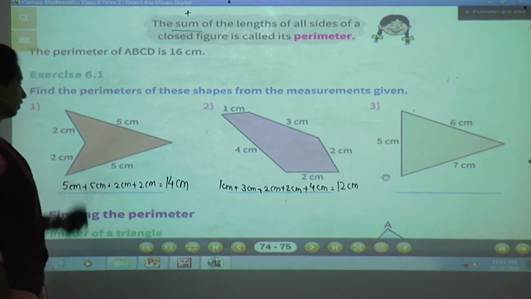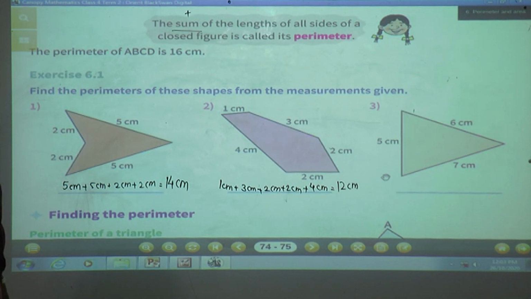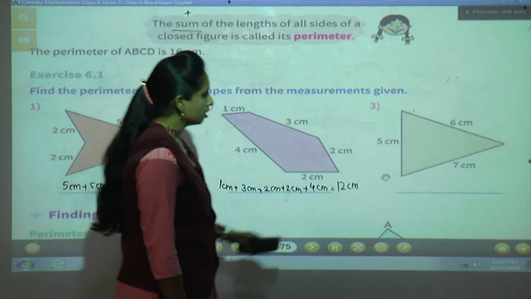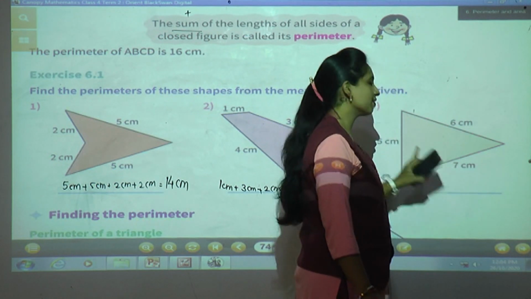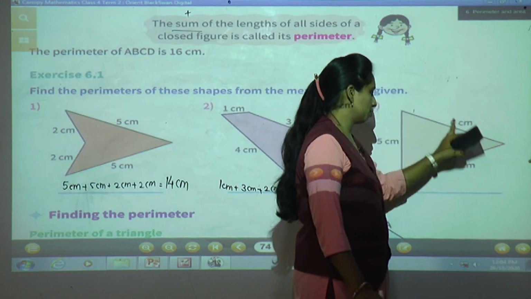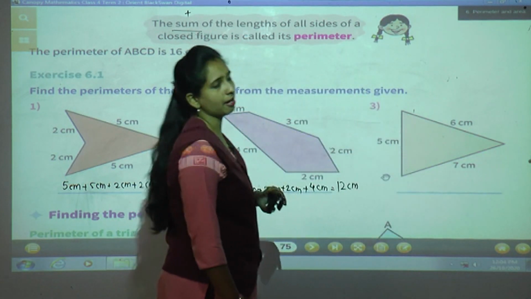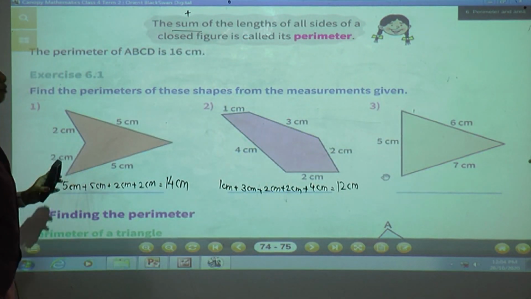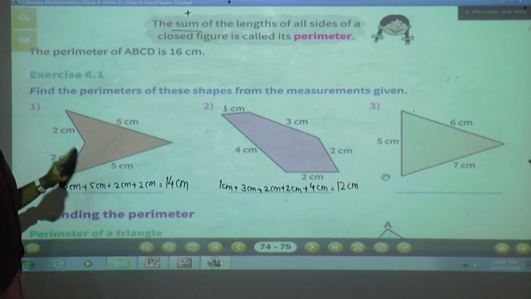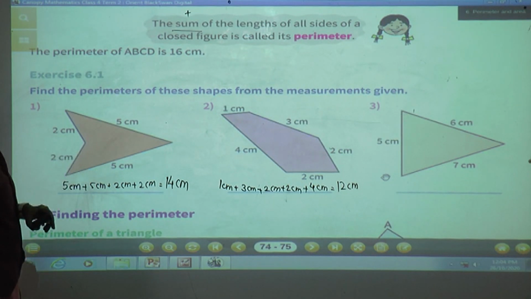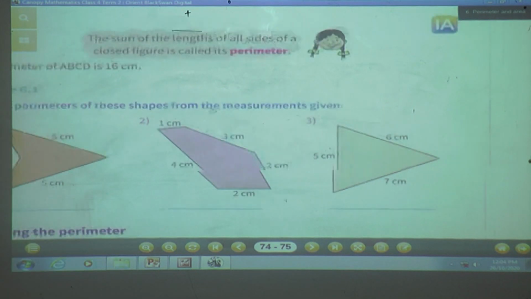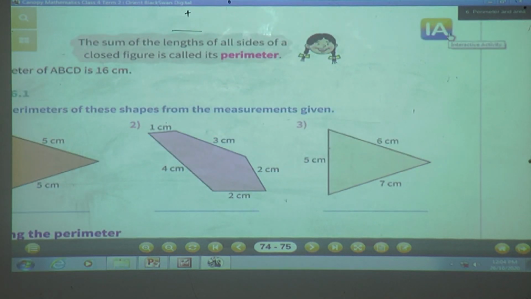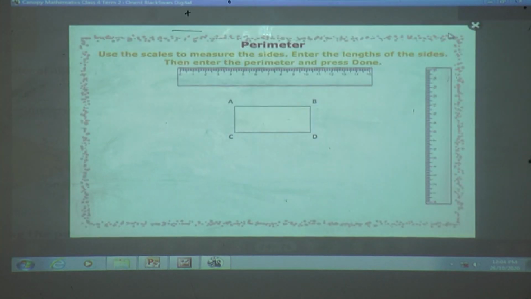Now the third one you are going to do on your own. What you will do? 6 centimeter plus 7 centimeter plus 5 centimeter is equal to, you have to add these 3 numbers or 3 sides together to get the perimeter of this shape. Clear? Very good. Before moving to next, here we are going to do one interactive activity.